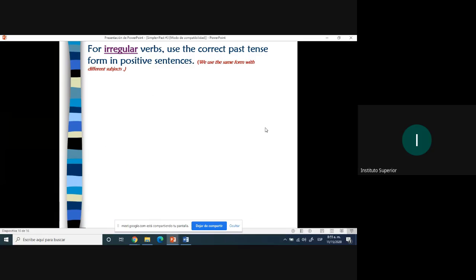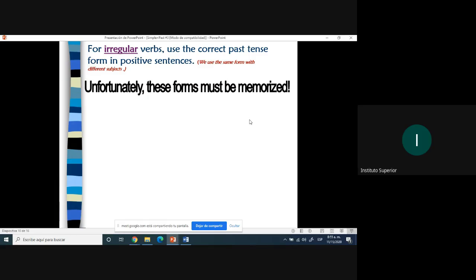For irregular verbs, use the correct past tense form in a positive sentence. We use the same form with different subjects. Unfortunately, these forms must be memorized. Yes, they need to be memorized. So let's look at the first one. Help me out. Last week, I your letter.